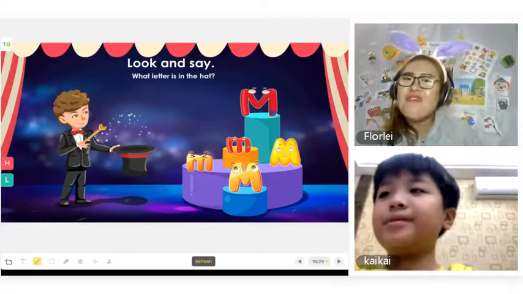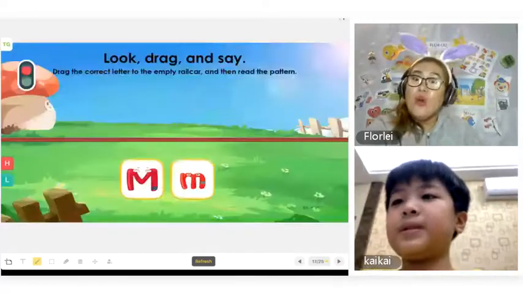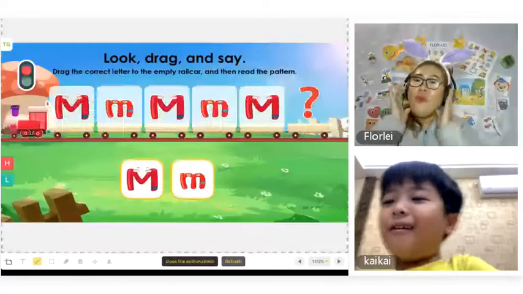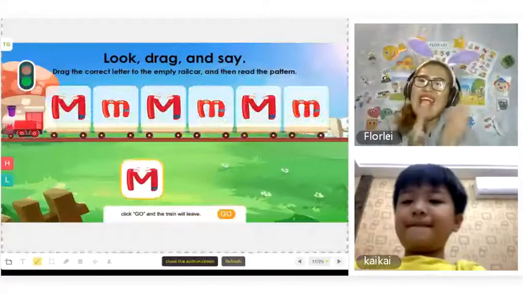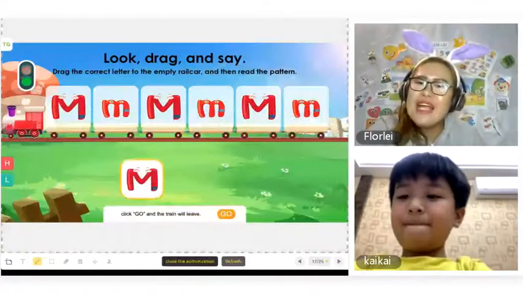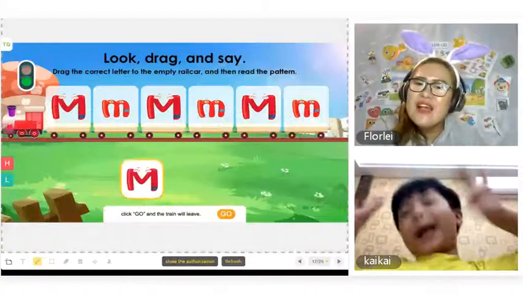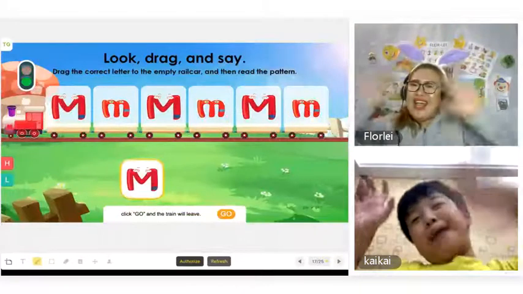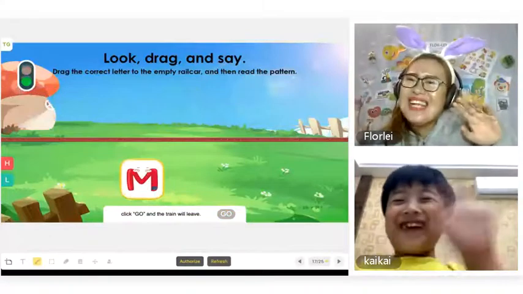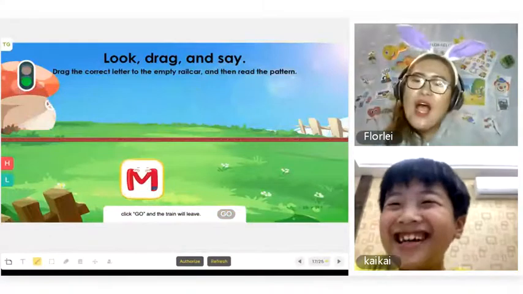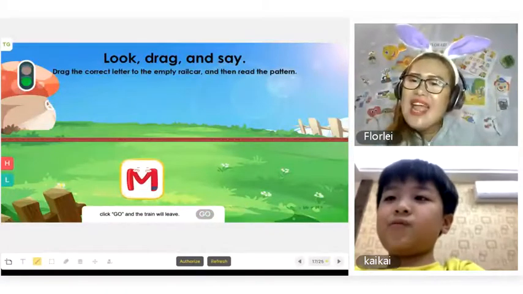Let's go to page 17. Oh, wow. What is missing? Drag, very good. Say bye-bye, choo-choo train. Choo-choo, bye-bye. Just the choo-choo train. Okay, next page.